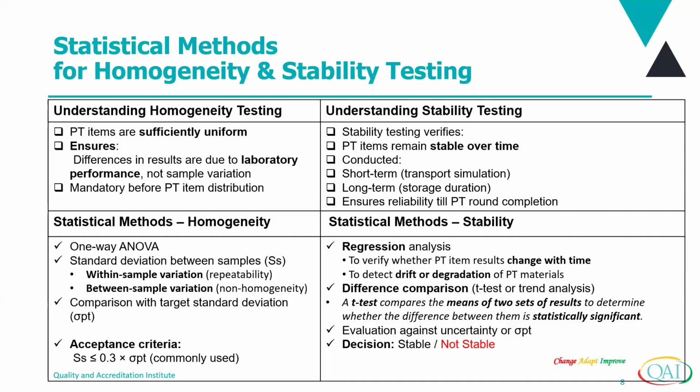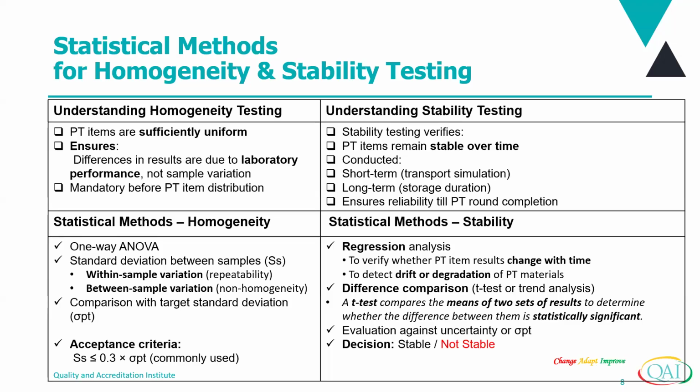Then different comparison, t-test or trend analysis. Again, the t-test we perform in calibration PT schemes. A t-test compares the means of 2 sets of results to determine whether the difference between them is statistically significant. Further, evaluation against uncertainty or your STPA. Further, the decision could be based on stable or not stable.